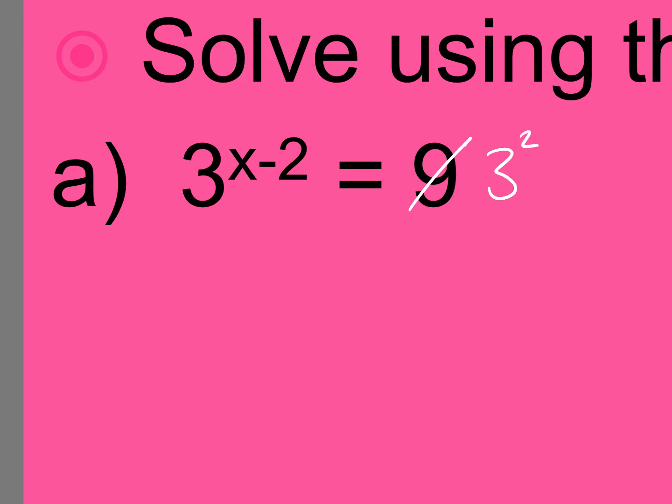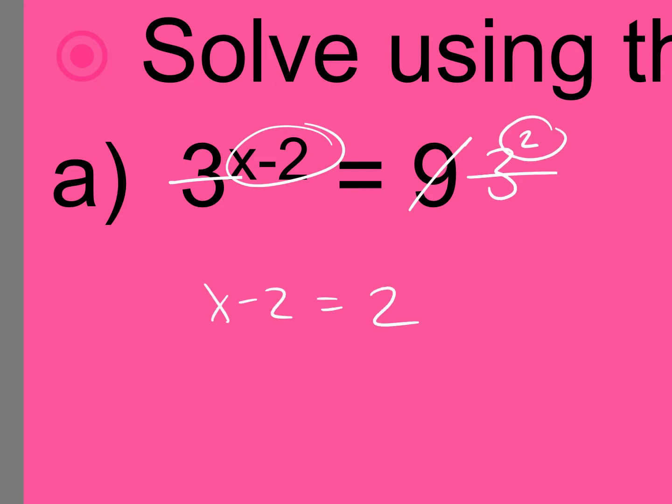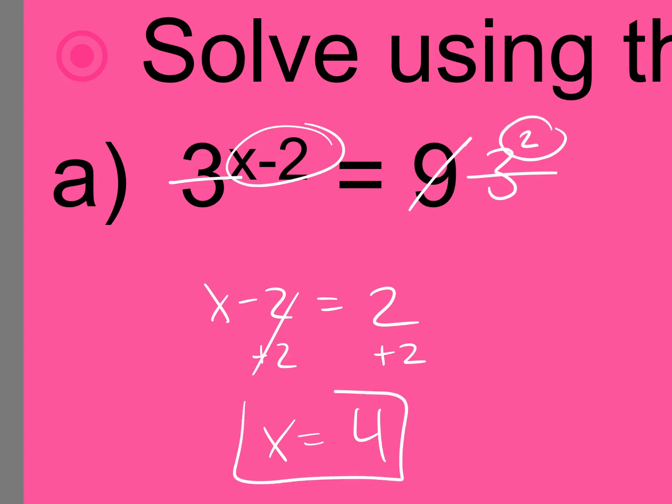Once my bases are the same, I can cross them out and just set the exponents equal to each other. So I have x minus 2 is equal to 2. And then solve for x. We would add 2 to both sides. So x is equal to 4. Perfect. Any questions?